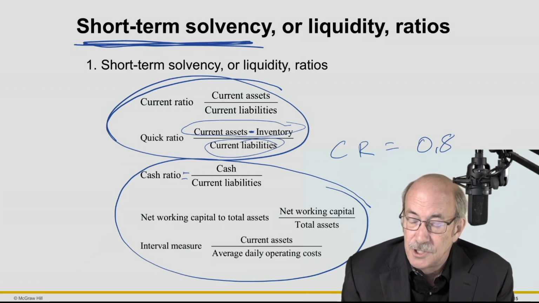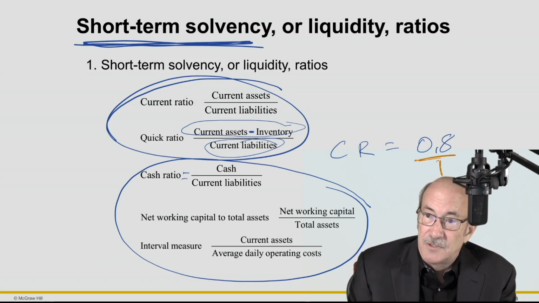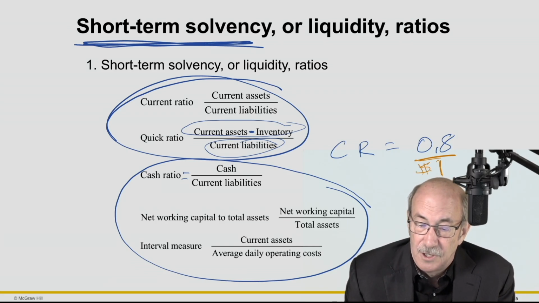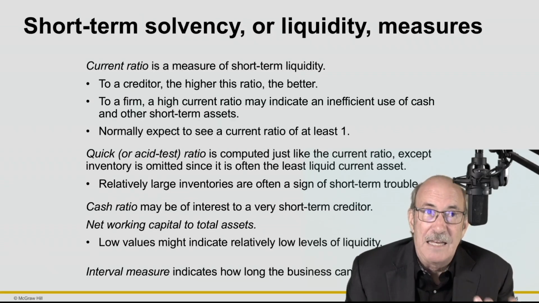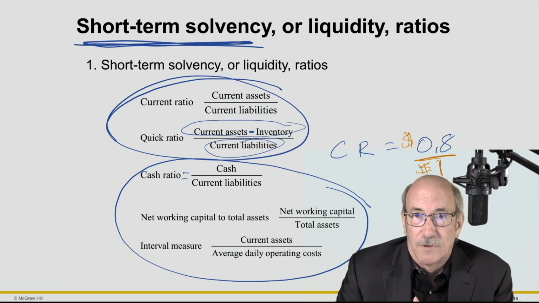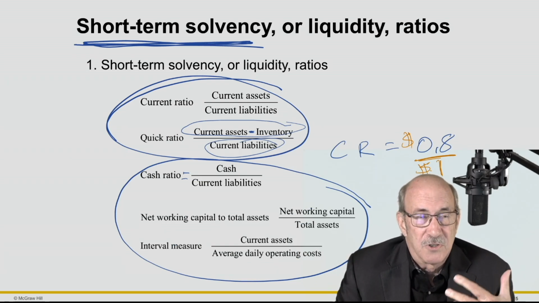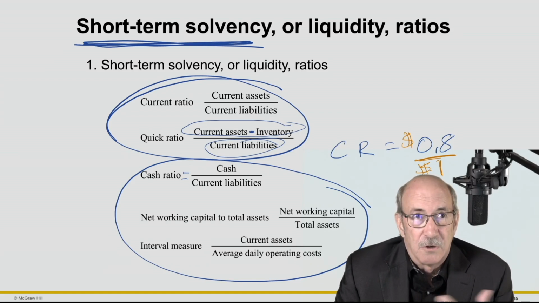With the cash ratio, again, we have that $1 in the denominator here. So when we're looking at that, that's $1 worth of current liabilities and 80 cents of cash. So we only have 80 cents of cash to pay off $1 worth of liabilities. And again, is that good, bad, or indifferent for a particular firm? Again, we need to know how that firm compares to its industry average or peer firms.